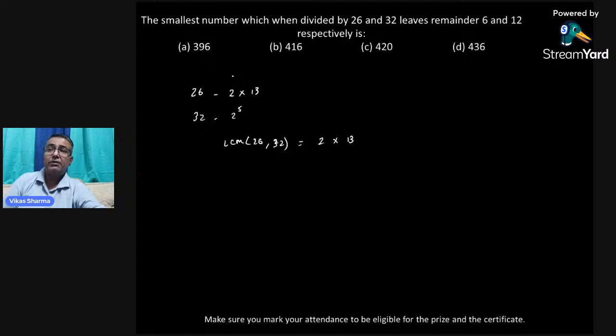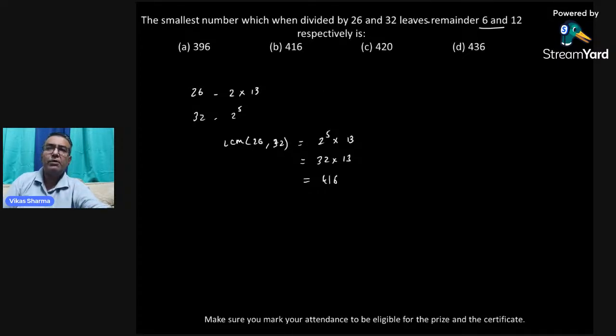13 figures in only one number with a power of 1, so that will stay as it is. But 2 figures in both numbers, and the highest power is in the second number, which is the power of 5. So the LCM becomes 2 to the power 5 multiplied by 13, which is 32 times 13. Multiplying these, we get 416. So the LCM of 26 and 32 is 416.